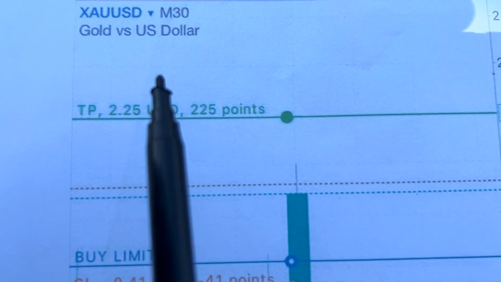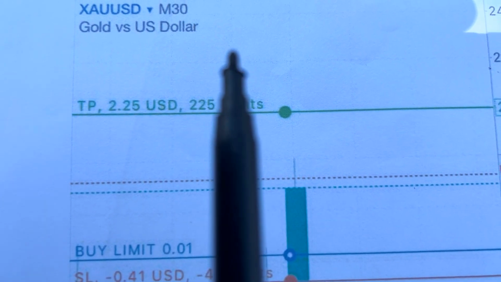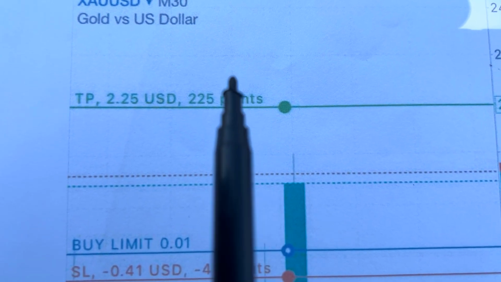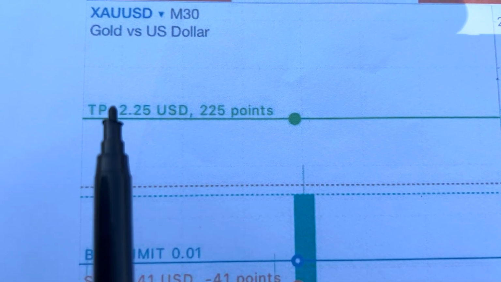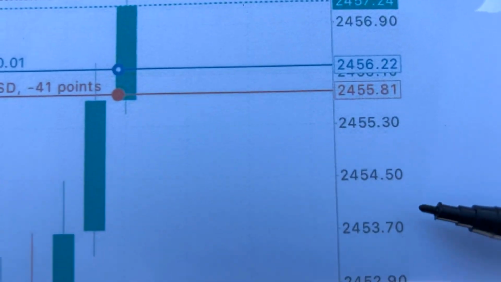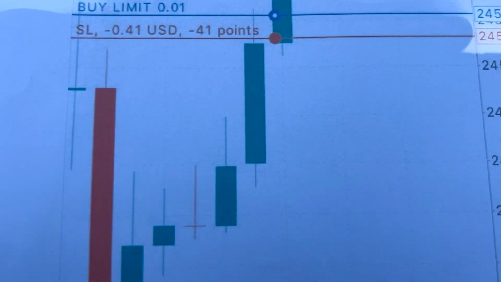So the measurement of performance is between what? The gold and the US dollar. So the US dollar will measure the performance of what? Of gold, whether it's profiting or losing. That is why this money is in dollars, okay? But that's not what we're here for.